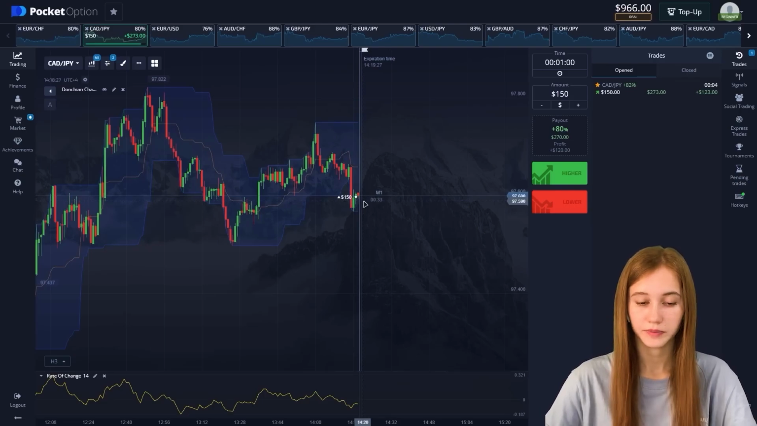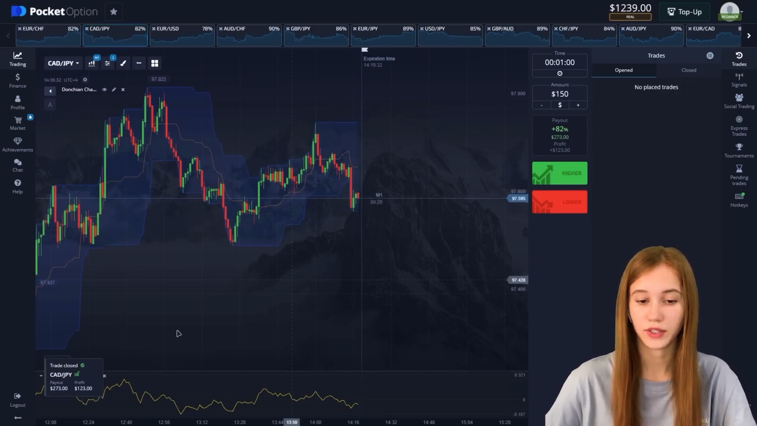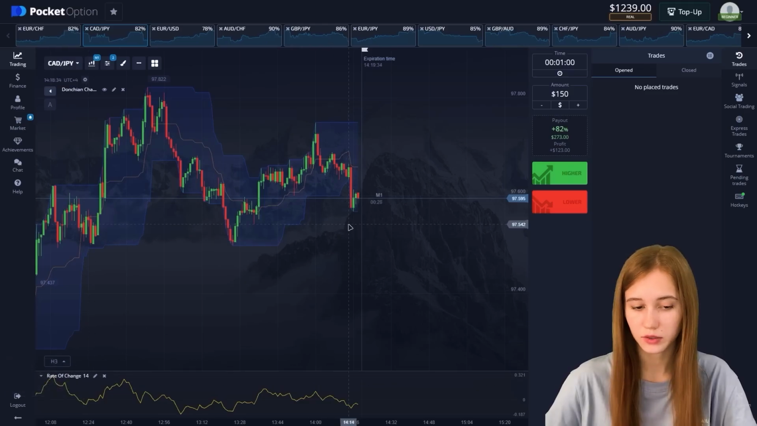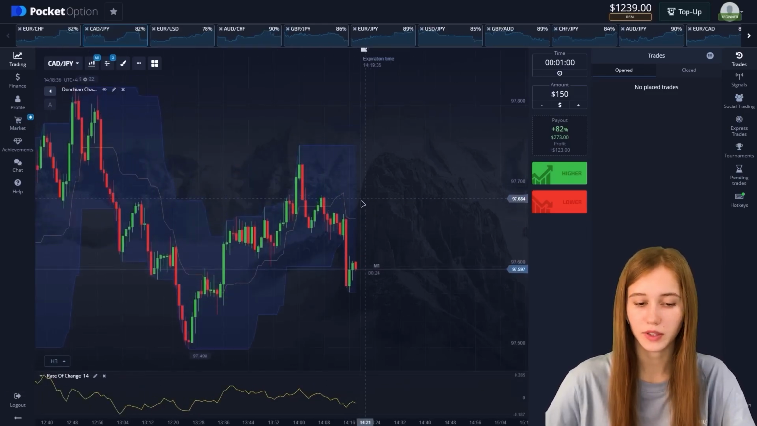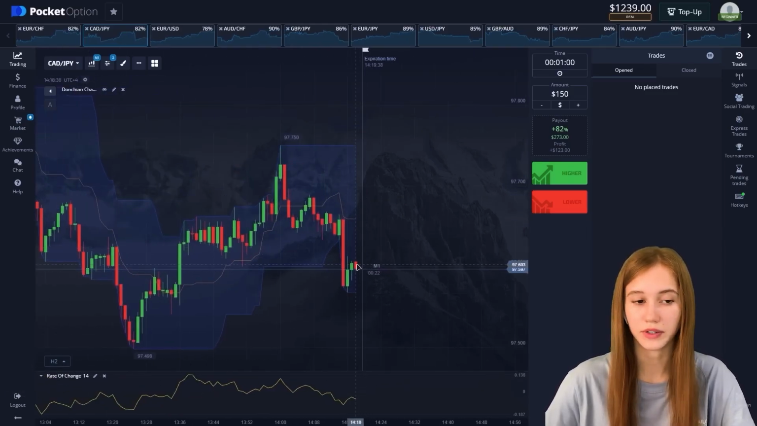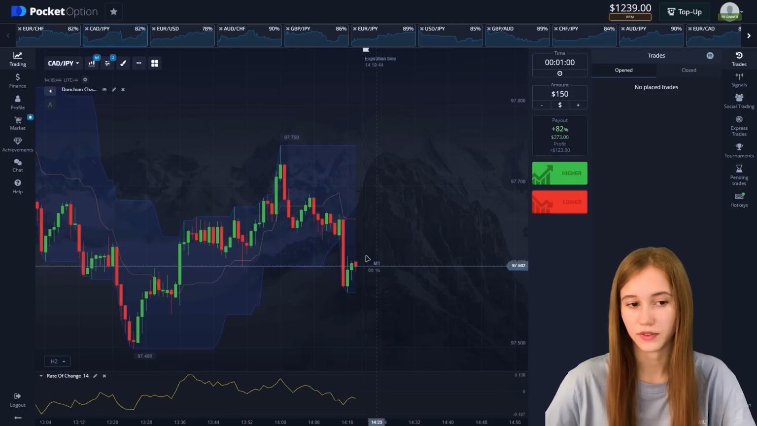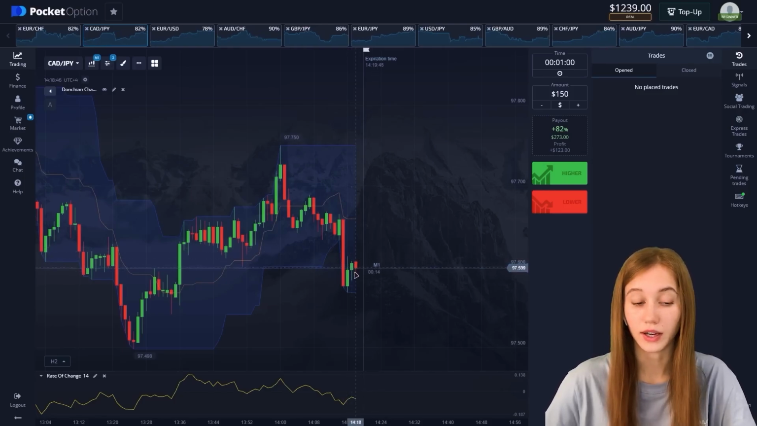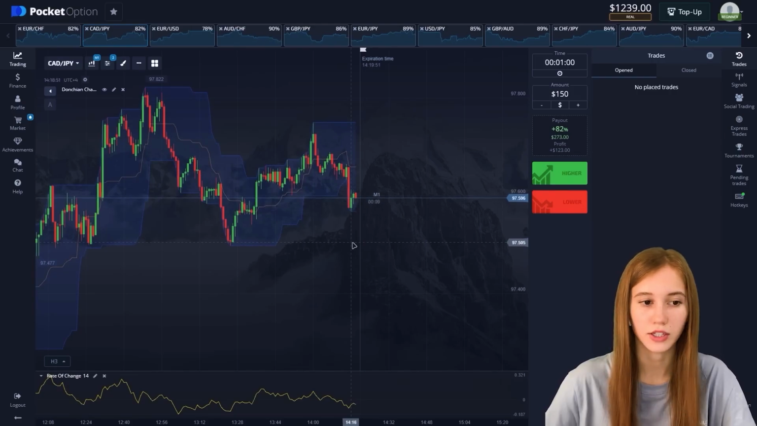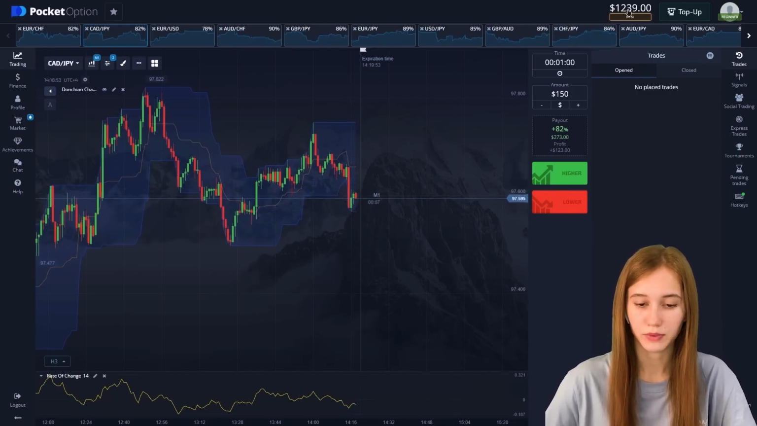1 second. Plus deal profit is $123. The candle closed down, but we opened at the high points that allowed us to gain profits. Balance is $1,239. All deals will be in my Telegram channel, and we move on.